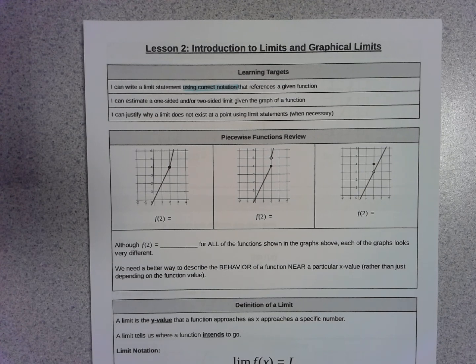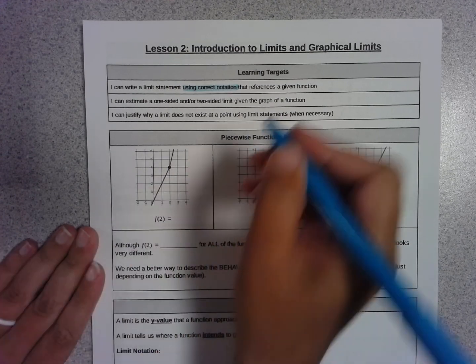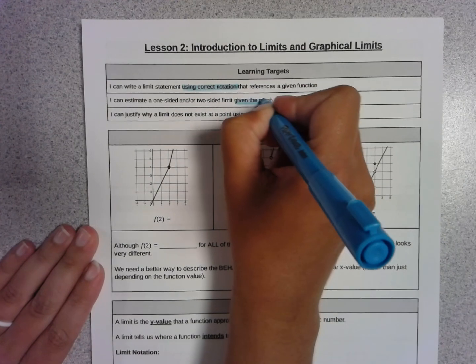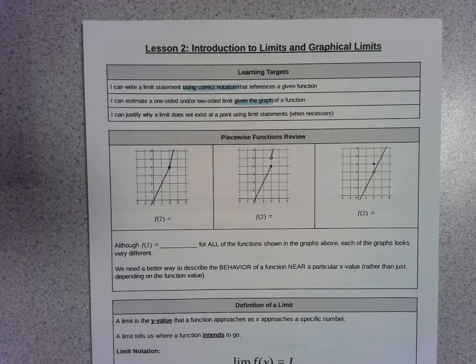The second learning target here, and this is something really important, is that we're going to be estimating today both one-sided and two-sided limits using a given graph. So there are lots of different ways we're going to estimate limits. We're going to estimate limits from graphs, using tables, and using functions and equations. Today, we're going to start with just what is a limit, how do you write it, and how can you use a graph to find it.